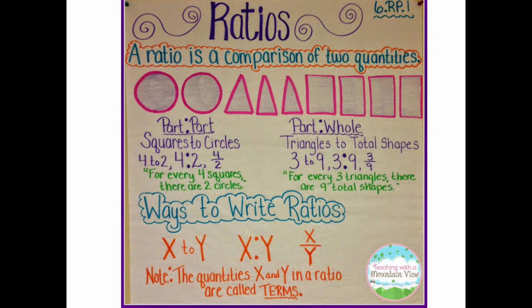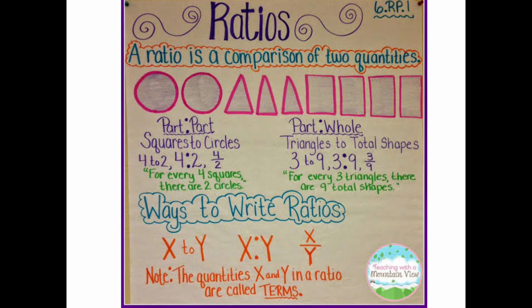See here, two circles, three triangles and four squares. First we are going to compare part and part. Which parts are we taking? Square part to circle part. For squares, how many squares? 4 squares. To how many circles? 2 circles. 4 to 2.